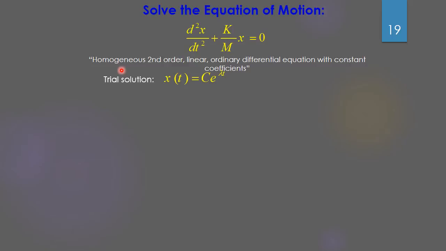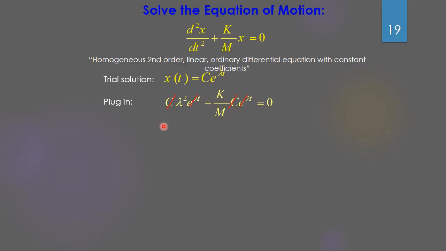We're going to assume a solution. Our trial solution will be x(t) equals c e raised to lambda t. When we plug it in, we'll get, okay, how did we get this equation? I'll tell you how. You see this x(t), you need to differentiate it twice. When you differentiate it twice, you'll get x double dot of t equal to c lambda squared e raised to the power lambda t, plus k over m times x, and what is x? x is equal to c e raised to lambda t, which is equal to 0.